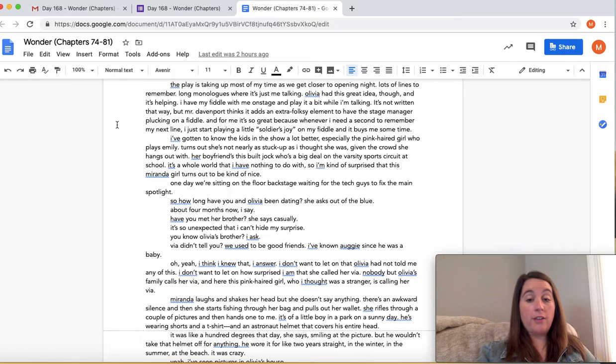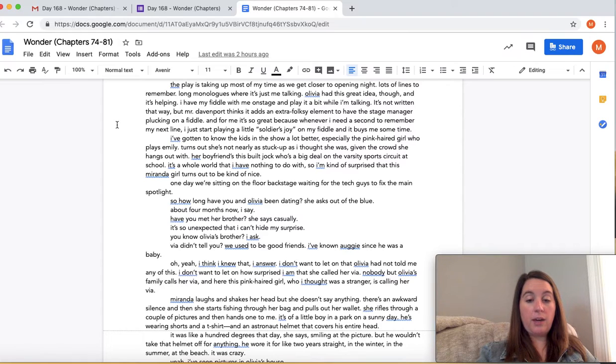I don't want to let on that Olivia had not told me any of this. I don't want to let on how surprised I am that she called her Via. Nobody but Olivia's family calls her Via. And here, this pink-haired girl, who I thought was a stranger, is calling her Via. Miranda laughs and shakes her head, but she doesn't say anything. There's an awkward silence, and then she starts fishing through her bag and pulls out her wallet. She rifles through a couple of pictures and hands one to me.